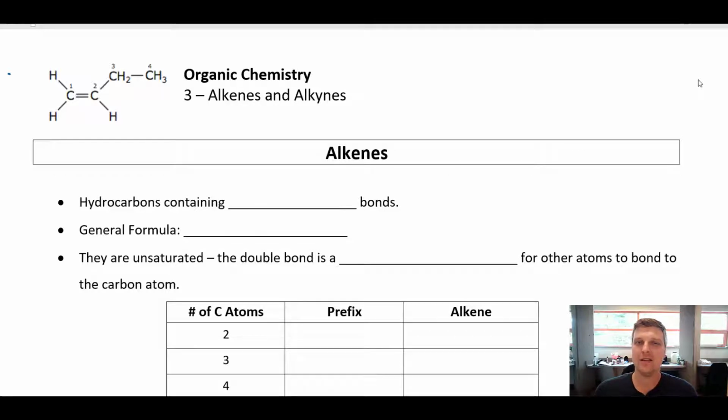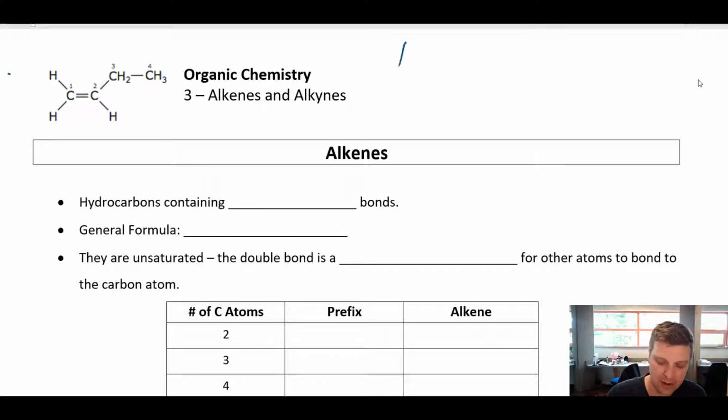Hey everybody, welcome back. This is the third video for organic chemistry, and now we're going to start to look at different types of functional groups of organic compounds. So basically, last couple videos we talked about simple hydrocarbons, something called alkanes.